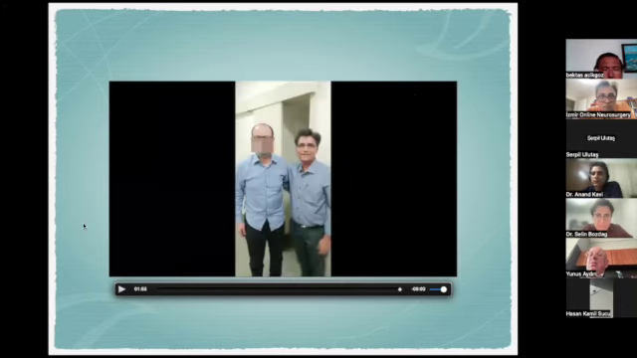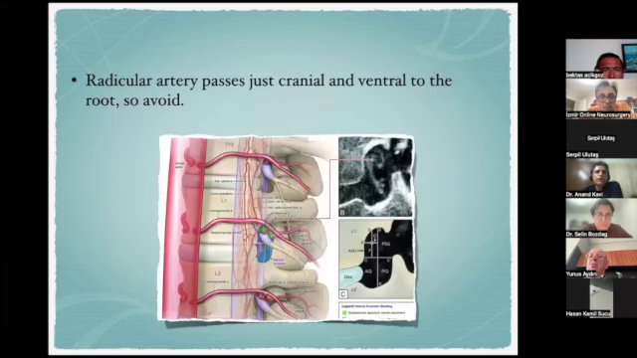lower osteophyte is gone. Now, one has to be very careful. You need to understand the articular placement. The radicular artery just passes cranial and ventral to the root. So you need to be very careful while operating in this area. Otherwise, there can be bleeding, which can obscure your sight, and you may have to abandon this procedure.